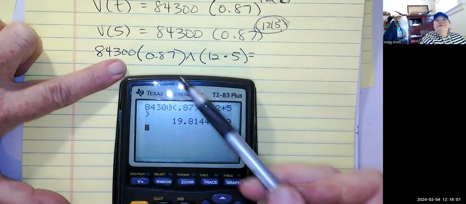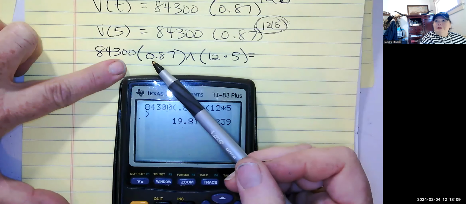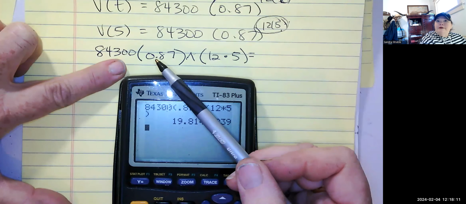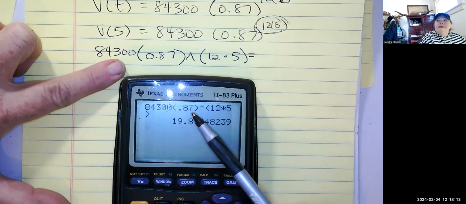One more thing. A lot of y'all ask me, do you need to put the 0 in here? You don't need to, but you can. It doesn't change anything. Okay. So you could put 0.87.